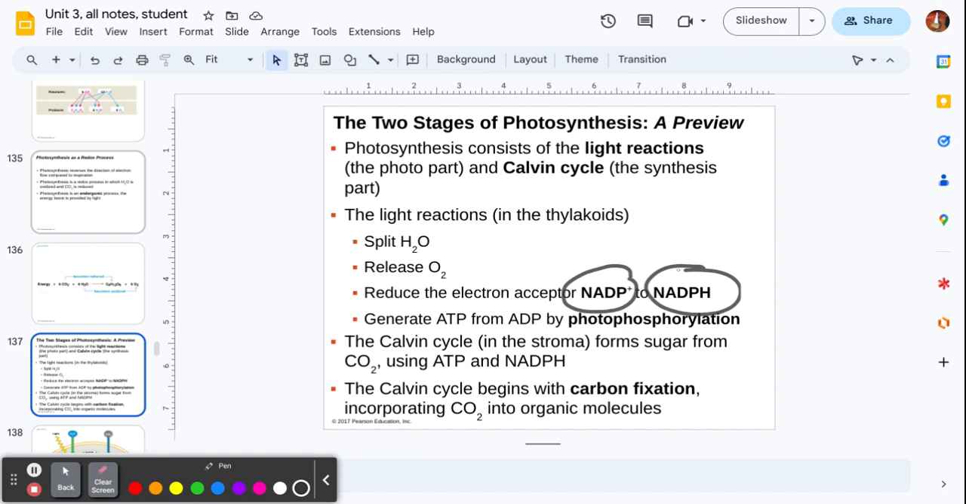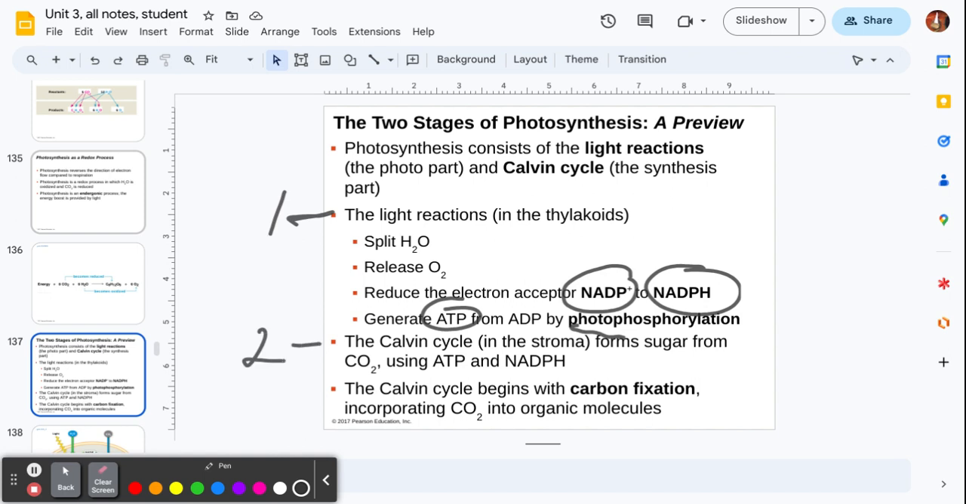Light reaction also generates ATP. And we don't call it oxidative phosphorylation anymore, because what's driving the production of the phosphorylation? The light is. So we call it photophosphorylation. We're using light energy to make ATP. That's the light reaction. That's our first step.